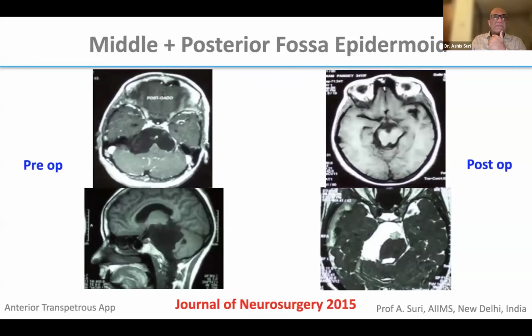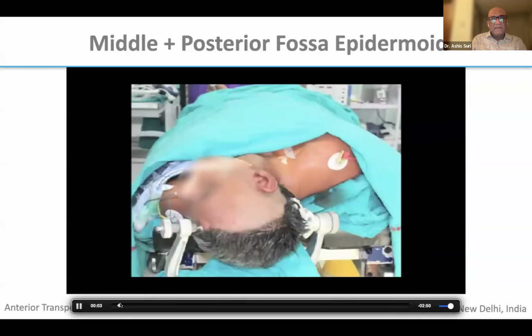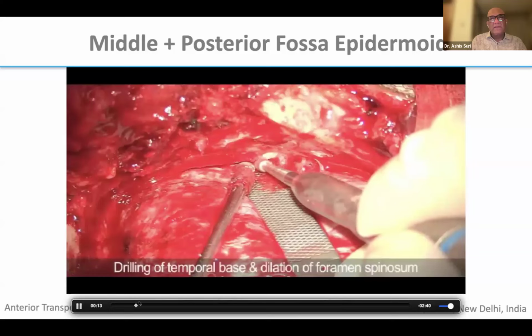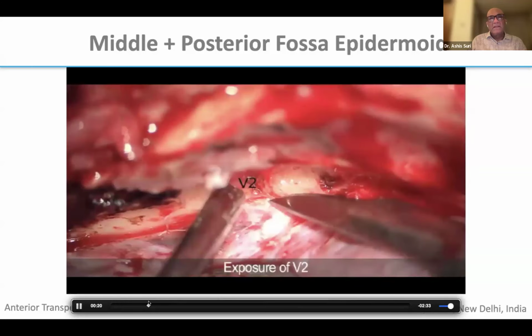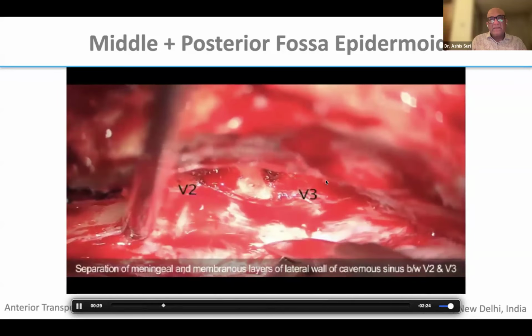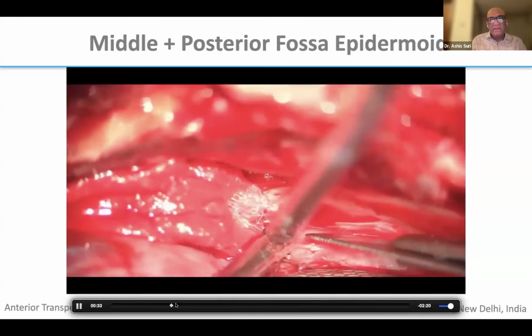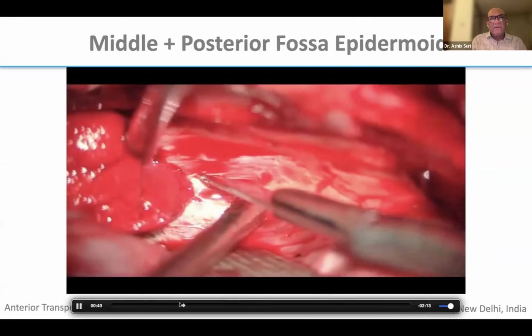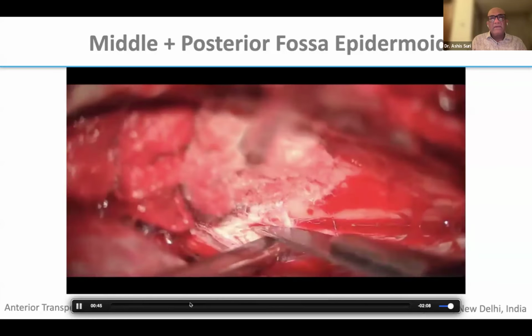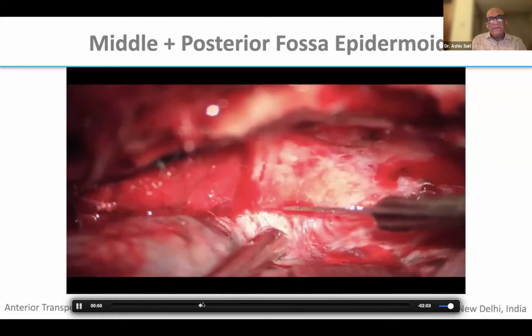We've done some histiocytosis, multi-compartmental epidermoid. I feel this is the only single approach you can completely excise the multi-compartmental epidermoid. So again, small temporal craniotomy, zygomatic osteotomy. That is V2. Then V3. This is the exposure of the area of the GSPN. So the membranous and the, as you can see, you're always dissecting and cutting, always parallel in between the endosteal layer and always towards the geniculate ganglion.